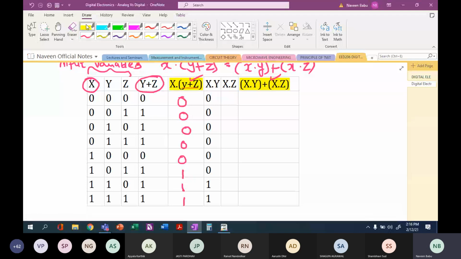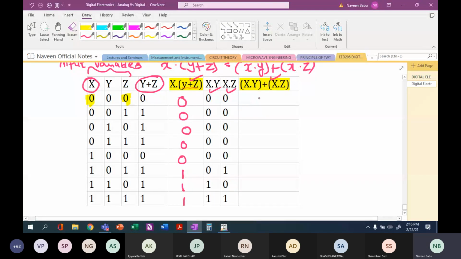Now let's look at x dot z. That is, you look at this x column and this particular column. Now what is x dot z? It is 0, 0 dot 1 is 0, 0 dot 0 is 0, 0, 0, 1 here, 0 here and 1 here. Now we have to perform the OR operation of these two columns, this column and this column.